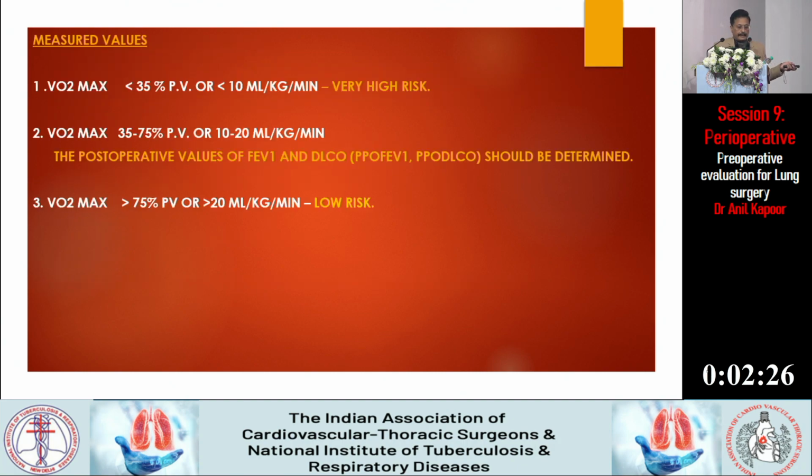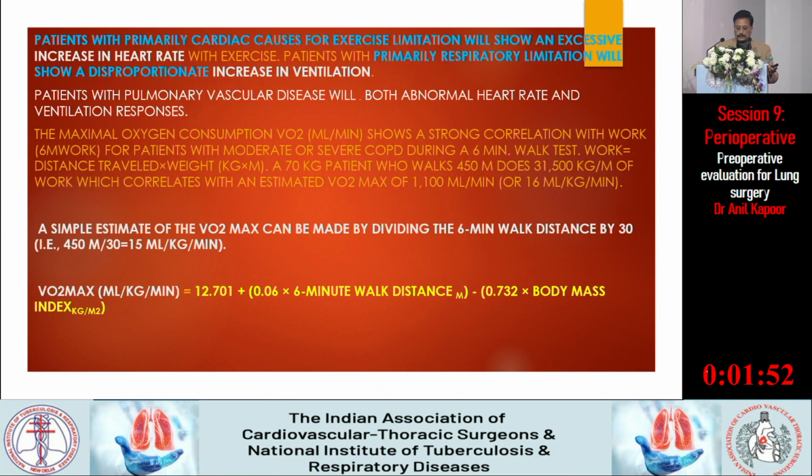So if the VO2 max is less than 35% of the predicted one, or it is less than 10 ml per kg per minute, then it is a very high risk patient. You should consider other non-surgical measures. VO2 max between 35 to 75% or between 10 and 12 ml per kg per minute is moderate to high risk, and then you should consider whether to go hurriedly. VO2 max more than 75% or 20 ml is low risk.